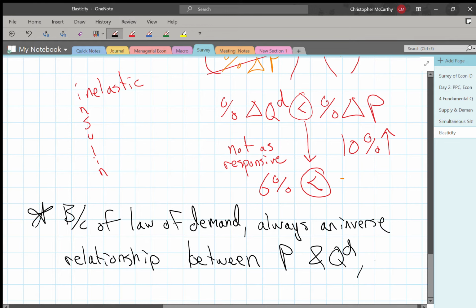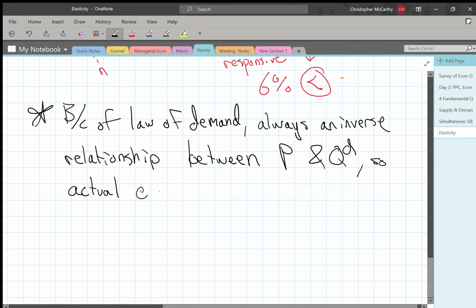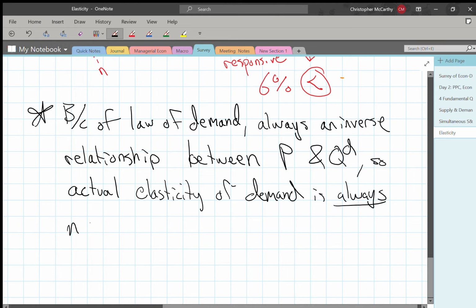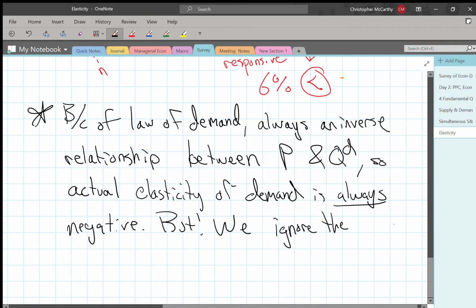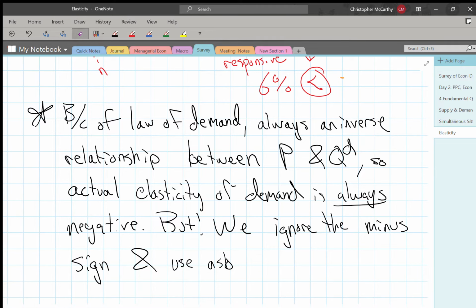So the actual elasticity of demand is always negative, but we ignore the minus sign and use absolute values of both the percentage changes. Absolute, not absolute.